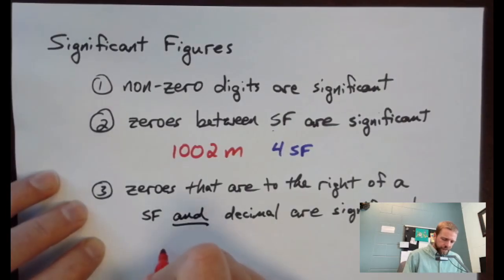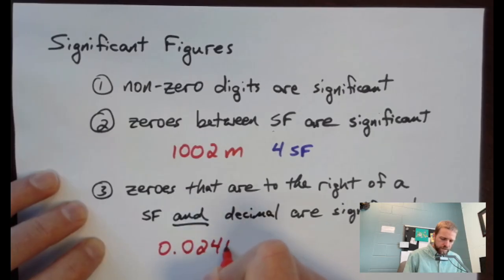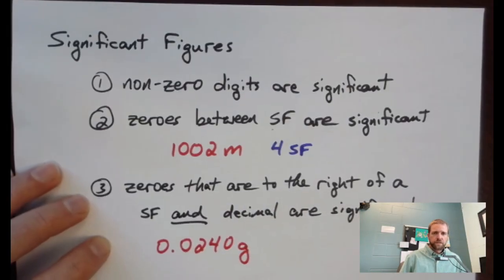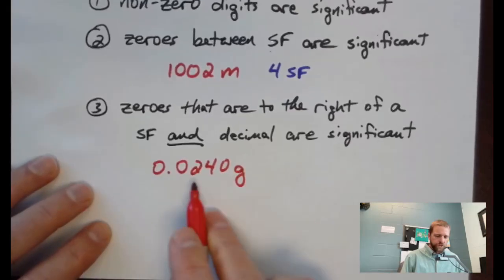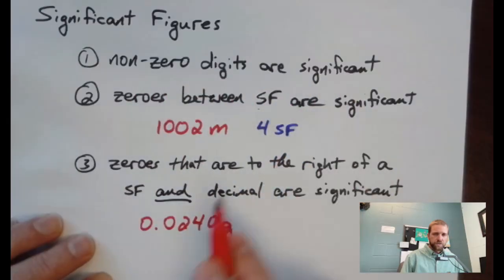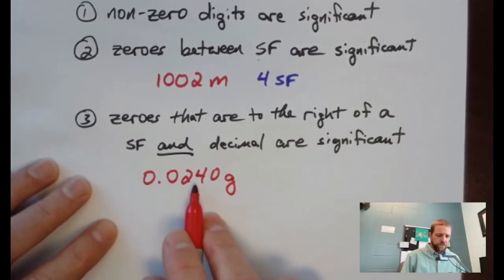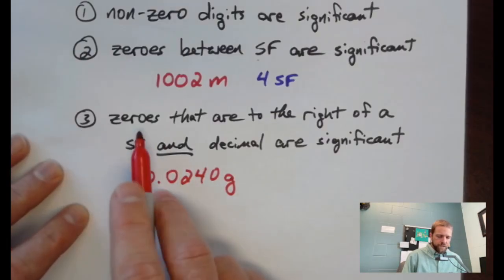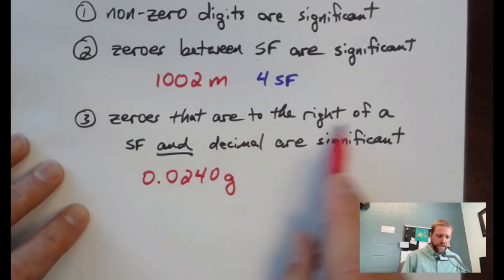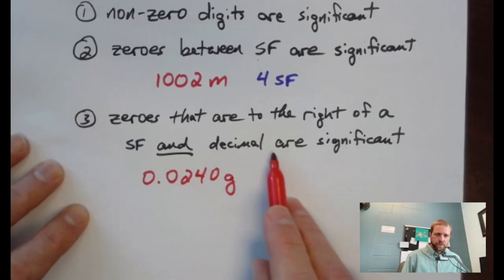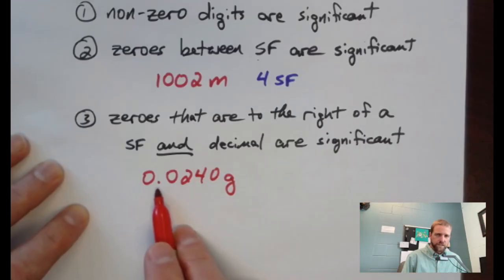All right, so if I have the number 0.0240 grams, okay, so this is my measurement. If we look at this, all right, the 2 and the 4 are significant because they're not zero. That's rule number 1. Non-zero digits are significant. So then the question is, what about the zeros? Now, if I look at this rule here, zeros that are to the right of a significant figure and decimal are significant. So if I look here, here's the decimal.